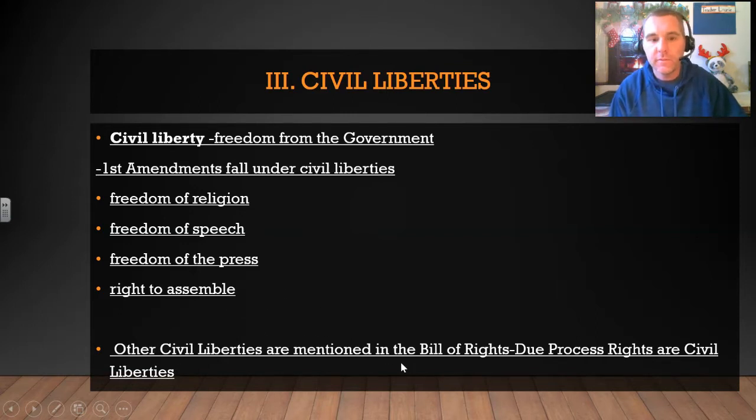Other civil liberties are going to be mentioned in the Bill of Rights. And again, your due process. I don't think we had a chance to sing our Bill of Rights song, but your Fifth Amendment is your right to due process. If you remember, maybe way back, I sang that song talking about your Bill of Rights in that one.